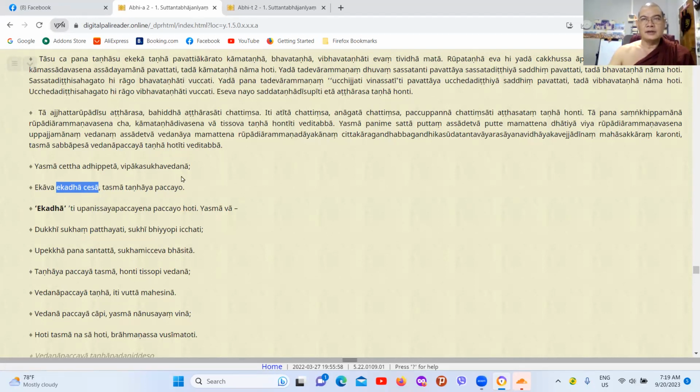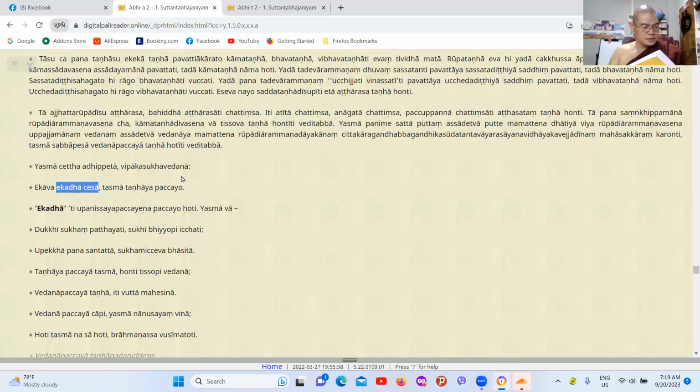Vipaka sukha vedana, yeah, this is one method. He said, only vipaka sukha vedana is the condition for tana there. Only vipaka sukha vedana, condition, tana, pagadupanisya. So pagadupanisya. Anything here?